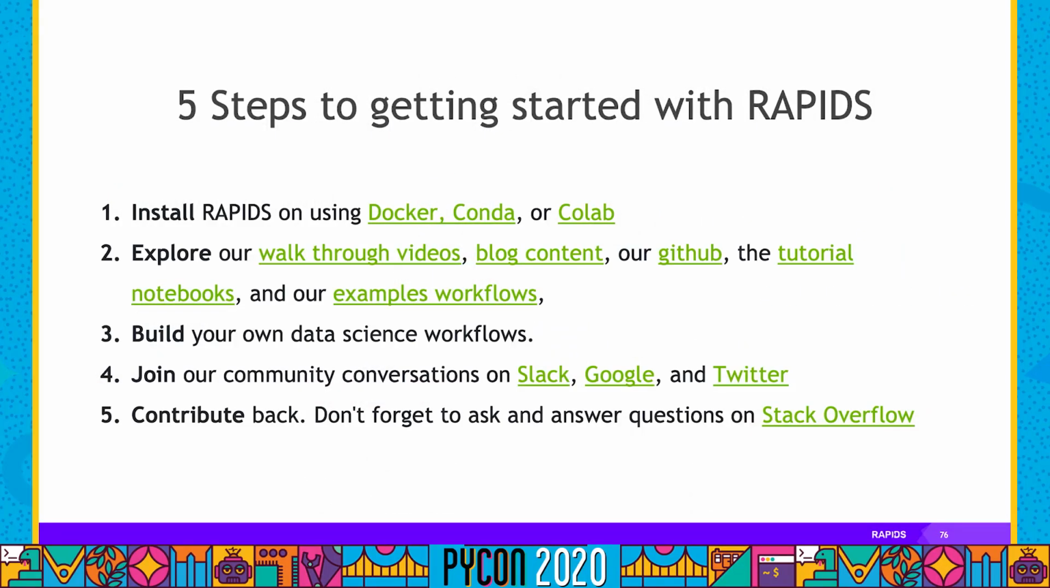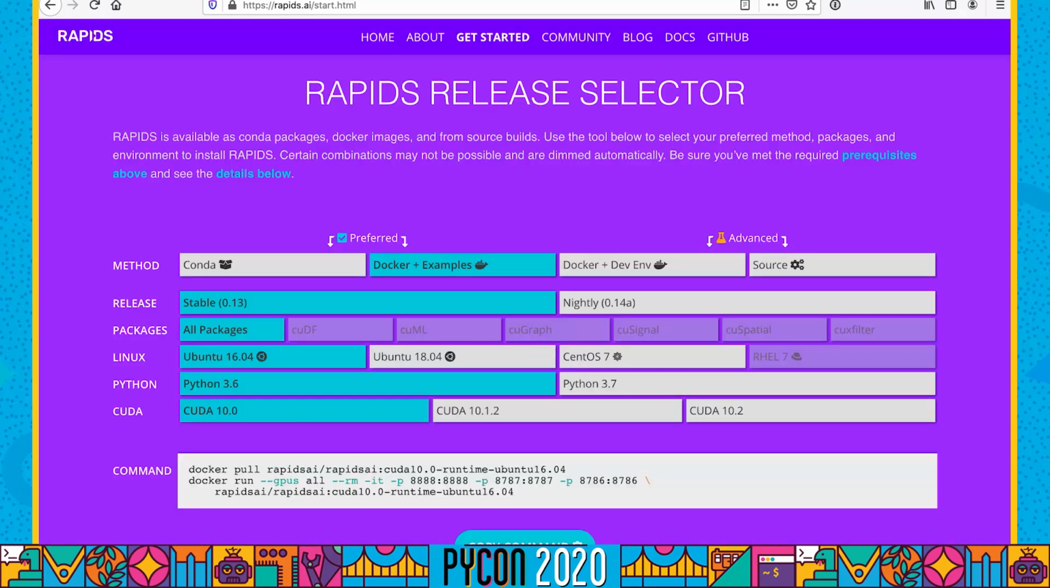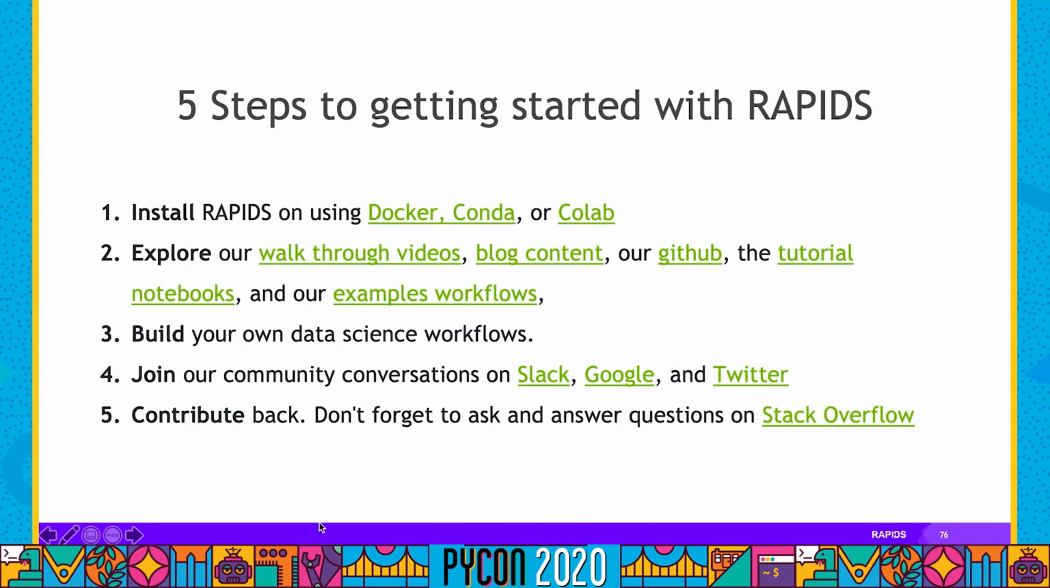How can you get started with Rapids? You can install Rapids using Docker, Conda, or Colab. If you're brand new to Rapids, though, what I would recommend is you use the Rapids release selector, grab the Dockers plus the example for whatever your environment is. This will get you started in just a few minutes. We have a ton of walkthrough videos, blog content, our GitHub, the tutorial notebooks, and our example workbooks. You can join us on Slack, Google, Twitter, on GitHub. You can ask and answer questions on Stack Overflow.